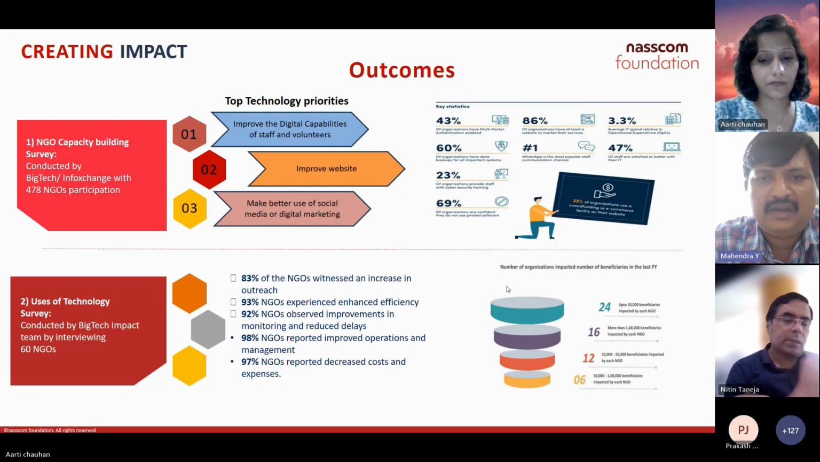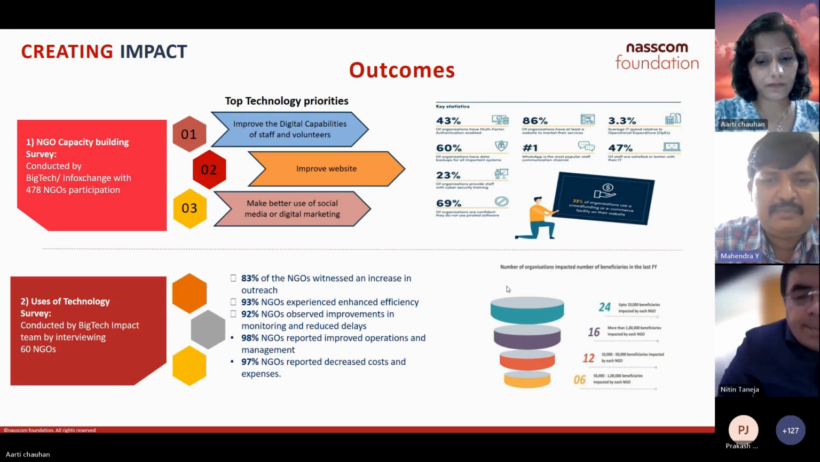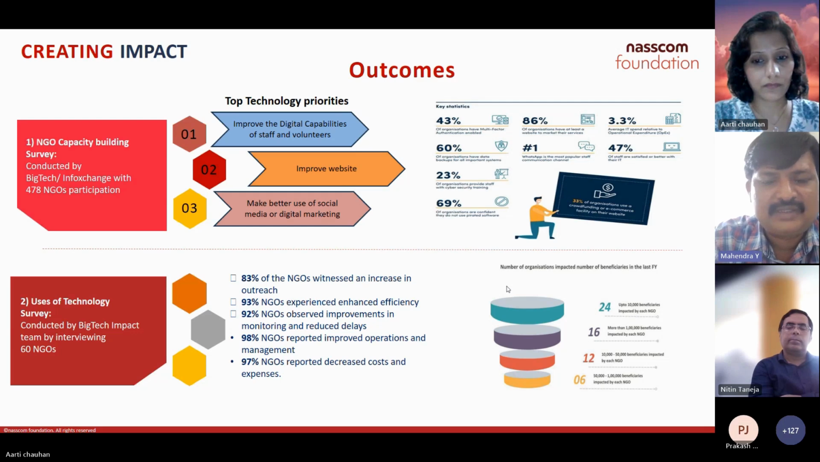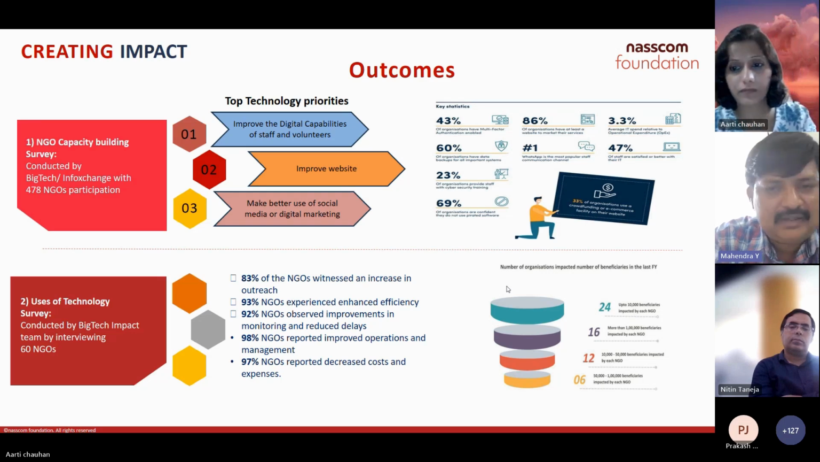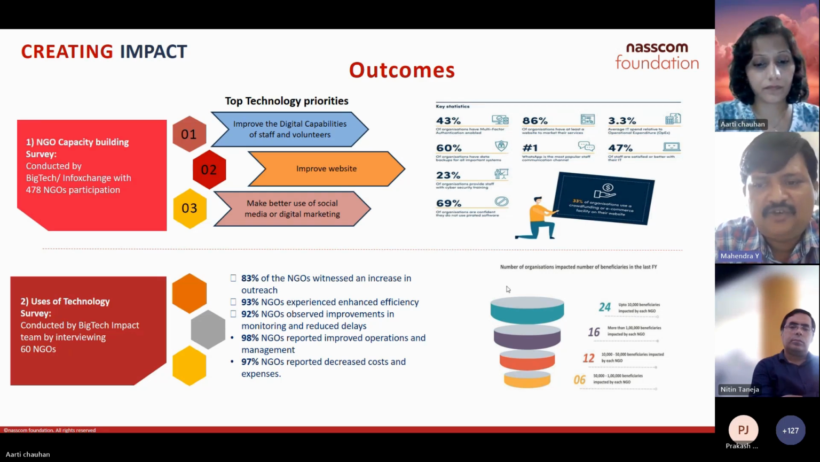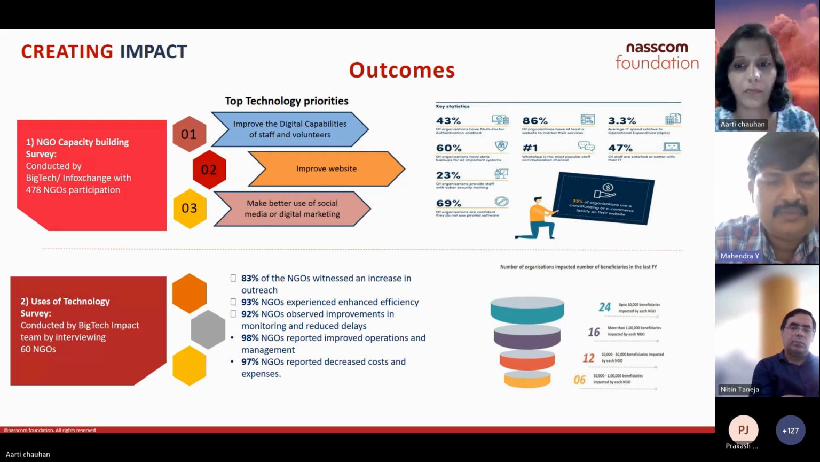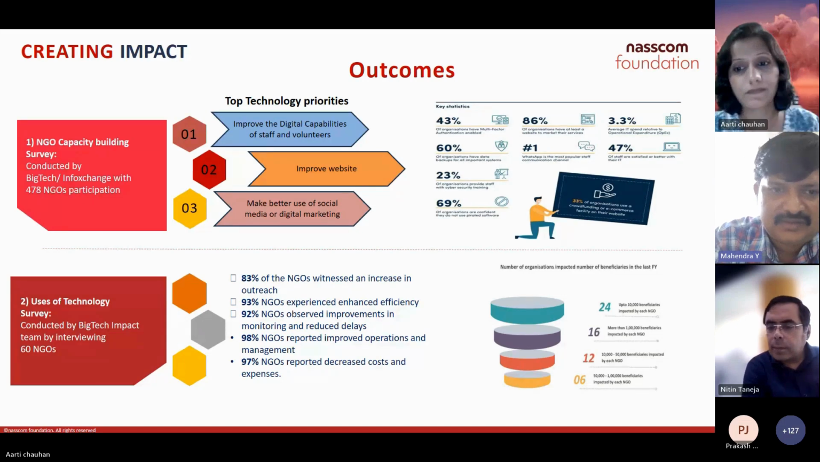The second survey which we have done is about understanding what we are doing as the Big Tech program and how the NGOs are being impacted by it. The way we have done this is we conducted interviews with 60 shortlisted NGOs on a random basis, and we tried to understand how the Big Tech program is helping them. At the same time, we tried to see what the next steps could be in terms of additional services or improving some of the things, right?